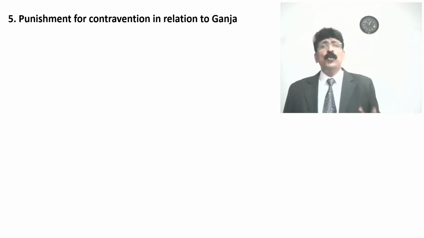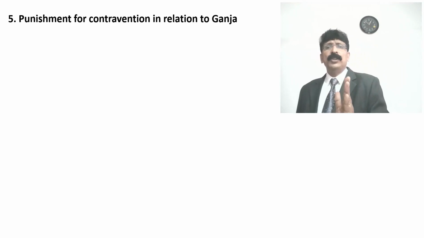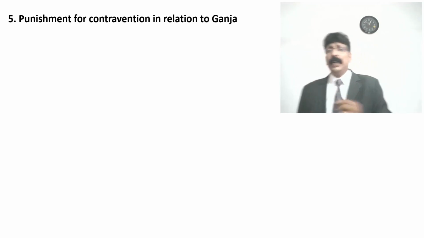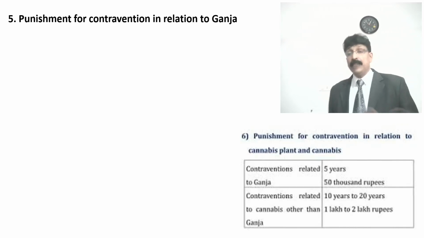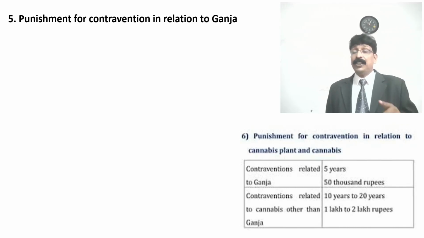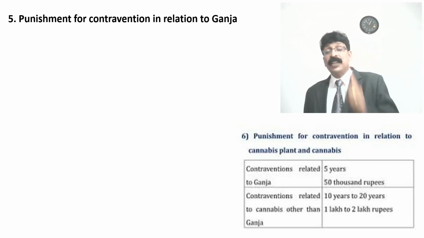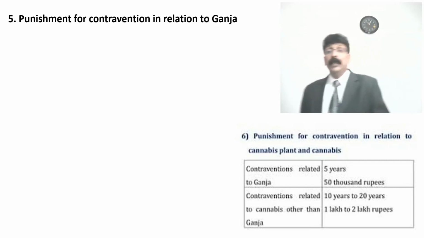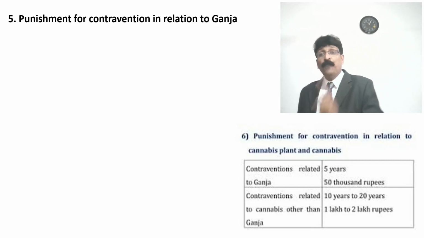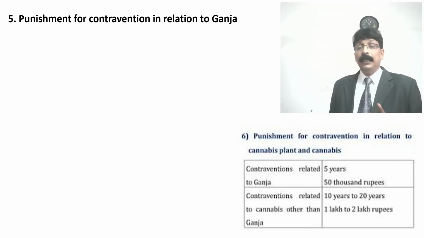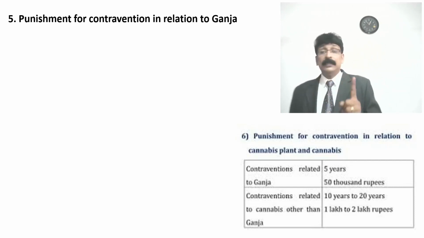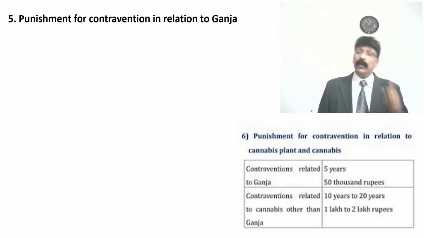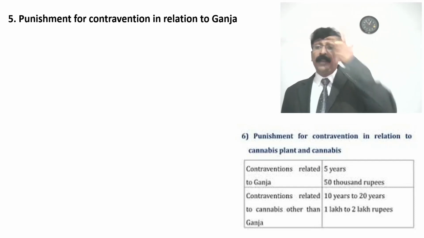Punishments for contravention in relation to ganja. You know, ganja is most of the time grown in hilly areas. In Idukki and many other places they used to cultivate without the knowledge of the government. And if so, what is the punishment? Punishment for contravention in relation to cannabis plant and cannabis, and even related to ganja, 5 years and 50,000 rupees is the fine. If it is related to cannabis other than ganja, then it is 10 years to 20 years imprisonment and 1 lakh to 2 lakh rupees. But only for ganja it means 5 years and 50,000 rupees.